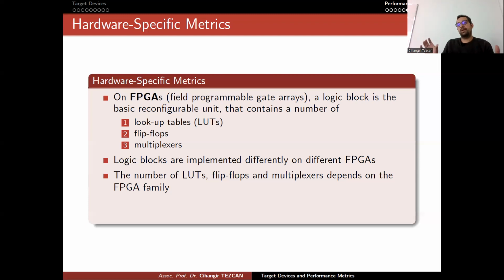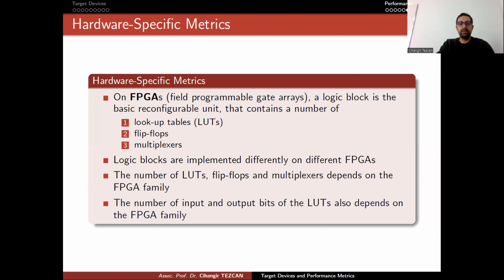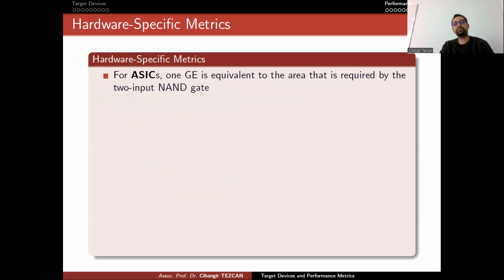And also, even if they're in the same family, they may be built with different nanotechnologies, so comparing results again is not that easy. So this is one of the problems. In the competition, they try to have results on the same device so that they can compare the implementations. The number of input and output bits of the LUTs also depends on the FPGA family. So it is very hard to compare implementations. This is one of the main problems.